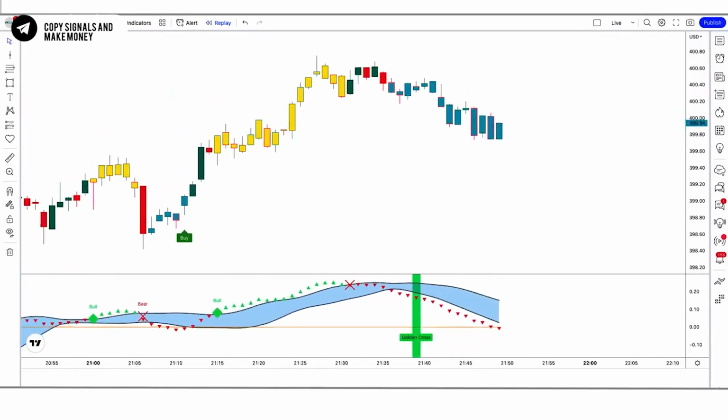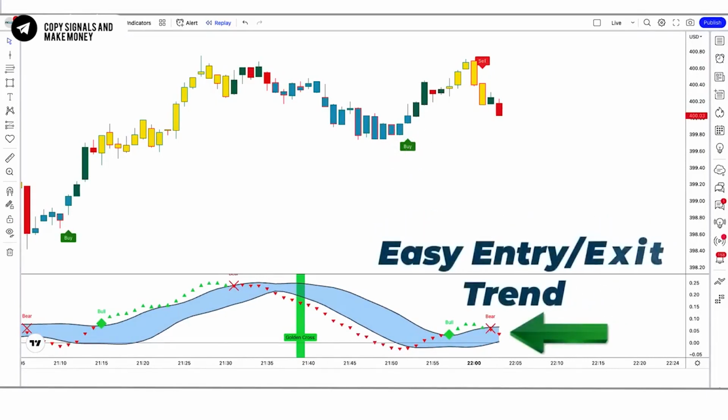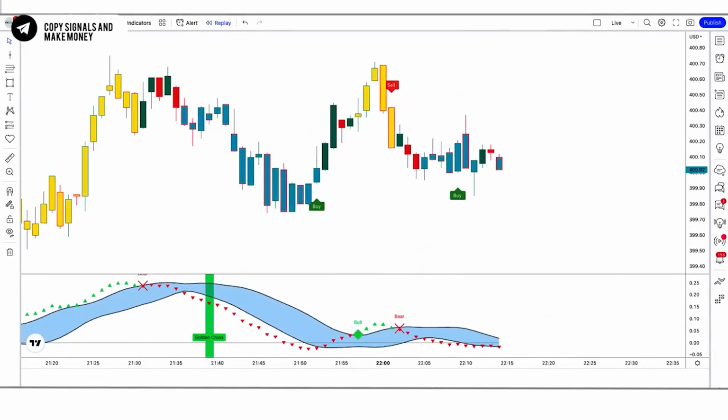First of all, let us know about trading tools. The buy and sell arrow indicator we see in the chart is called the Willy Alerts indicator. The indicator at the bottom, we call it the easy entry and exit trend indicator. Now we tell you how we want to trade. Let's start the video.